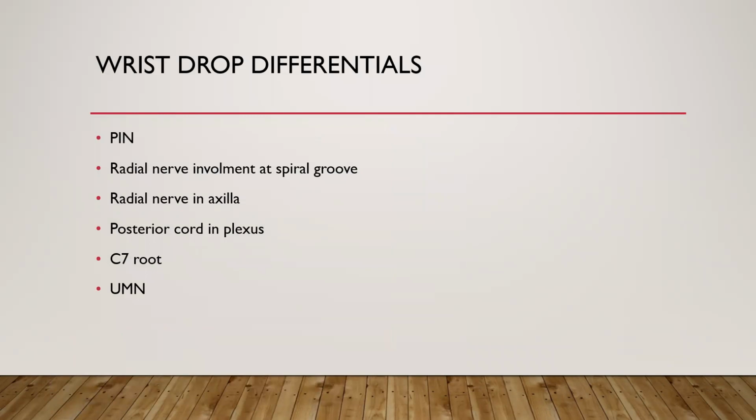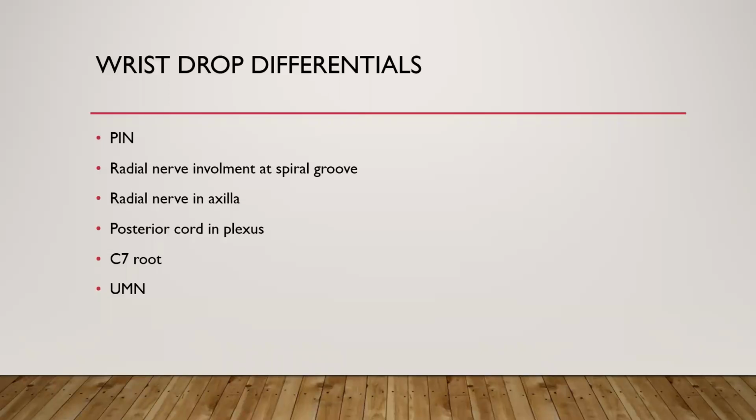If the radial nerve is involved in the axilla, which muscle will be involved? Long head of triceps. Yeah, correct. And posterior cord, which muscle?